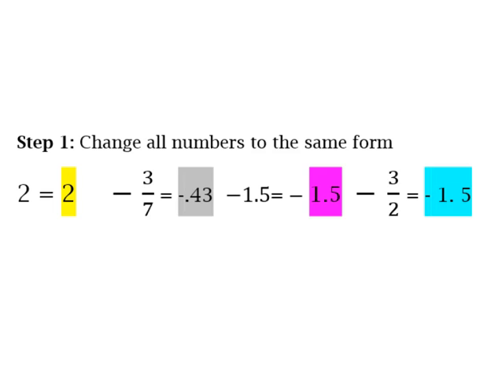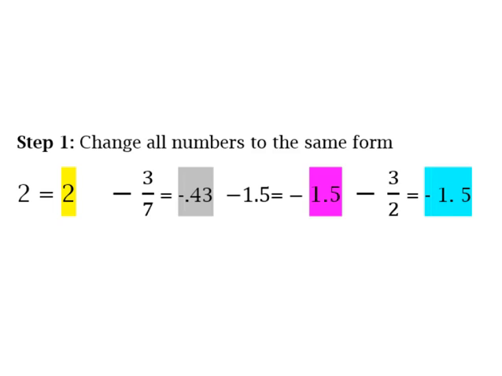Let's see how all of these numbers are converted into decimals. Again, if it's a whole number like our number 2, you don't have to put 2.0. It's a whole number, so you leave it as 2. Negative 3/7 is equal to negative 0.43. Negative 1.5 is already a decimal, so it will stay negative 1.5. And negative 3/2 converts into negative 1.5. So we have two numbers that are equal to negative 1.5.